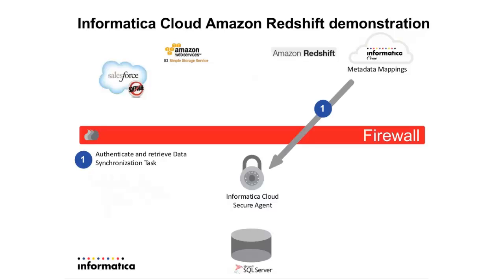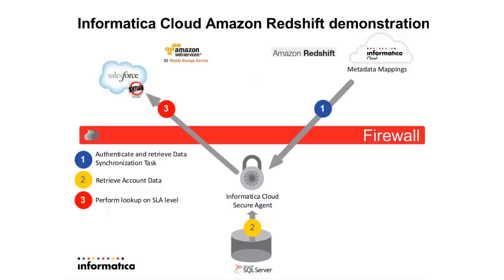At that point, the secure agent is going to go retrieve account information from the local database. And in this case, what we'd like to do is move our on-premise account information into Redshift for business intelligence purposes to do some reporting. And in order to get more accurate information, we're going to go into a customer relationship management application. In this case, it's going to be Salesforce up in the cloud, and we're going to obtain the service level agreement level, and then combine that with the information coming out of the Microsoft SQL Server, and then upload that into Redshift.